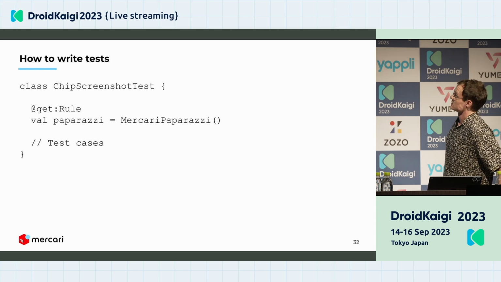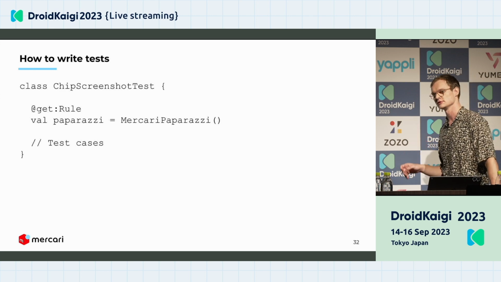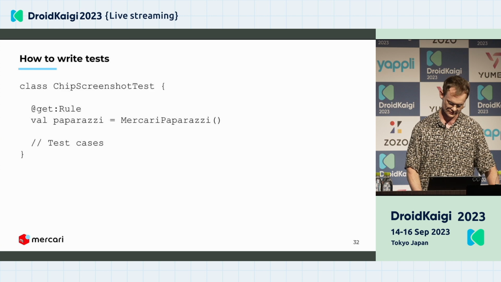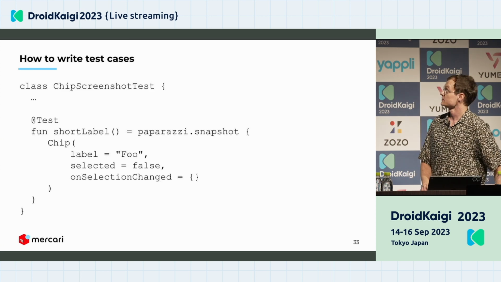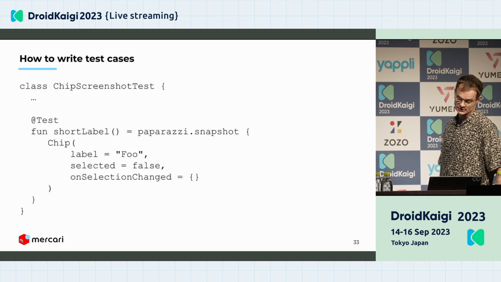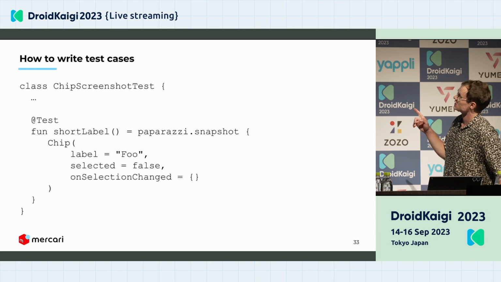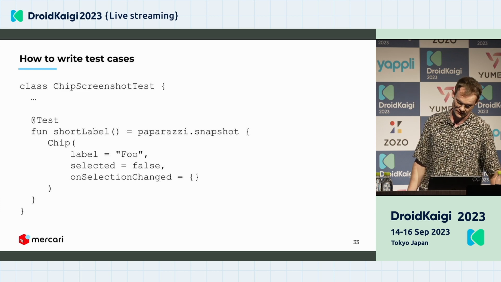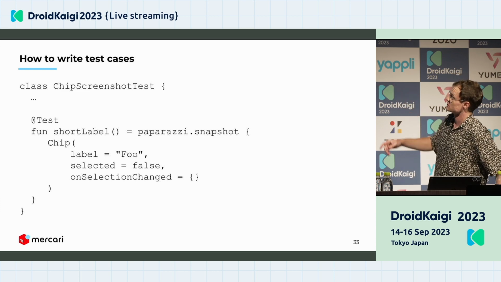Another thing we do is, when you take a screenshot using this rule, you don't just take one screenshot, but two. One in light mode, one in dark mode. After that, the test cases are actually very simple. We just lay out our code in this composable lambda that we pass into the snapshot function. So yeah, that's it. In this case, we just test the design system component using some fake data.